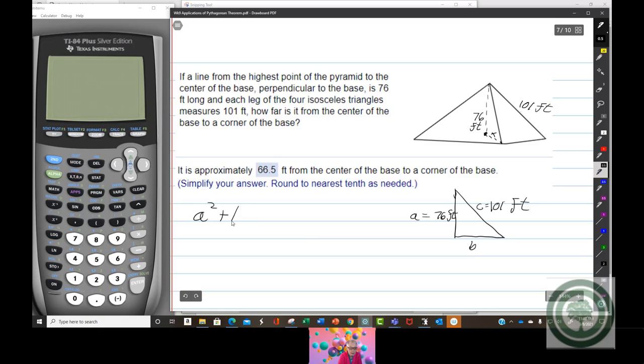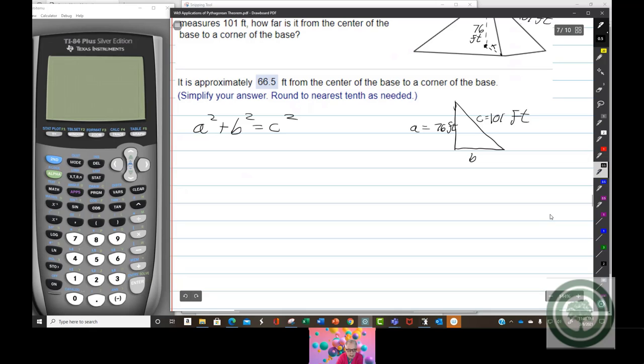And we'll say A squared plus B squared equals C squared. They're calling that a leg, but yeah, that really bothers me. Nonetheless, mathematicians do have their own names for things, don't they? We're going to have 76 squared plus B squared equals 101 squared. And then I'm going to subtract 76 squared from both sides. That will leave me B squared equals 101 squared minus 76 squared, and I put that in the calculator.